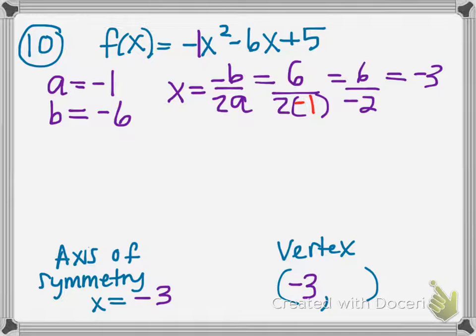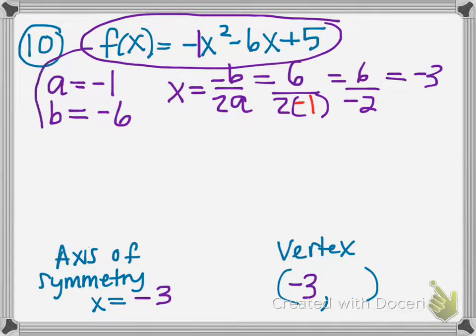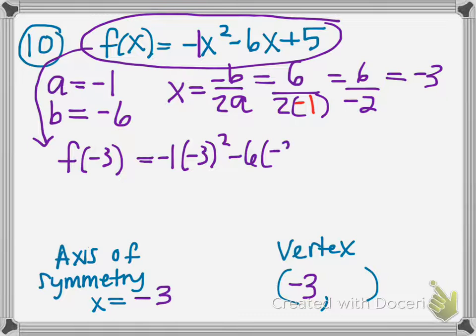How do I find the y-coordinate of the vertex? I go to my original quadratic equation, and I plug in what I got for x, which is -3. So f of -3 is saying I'm plugging in -3 wherever there's an x. So -1 times (-3) squared minus 6 times -3 plus 5.